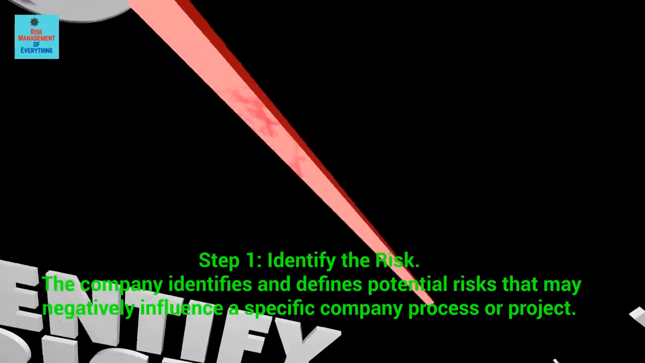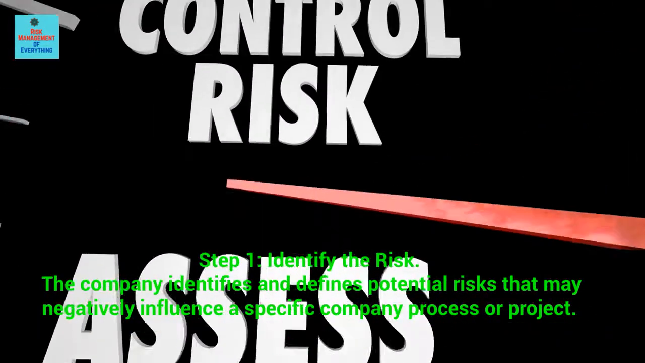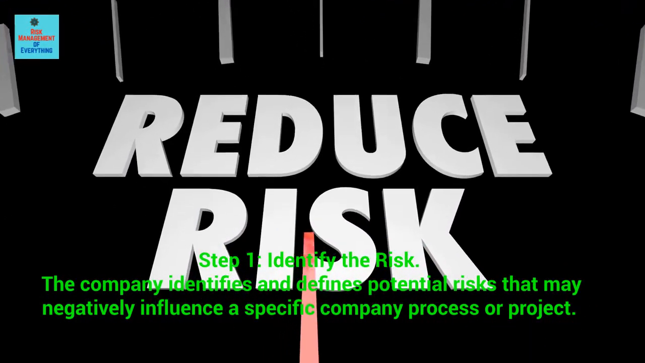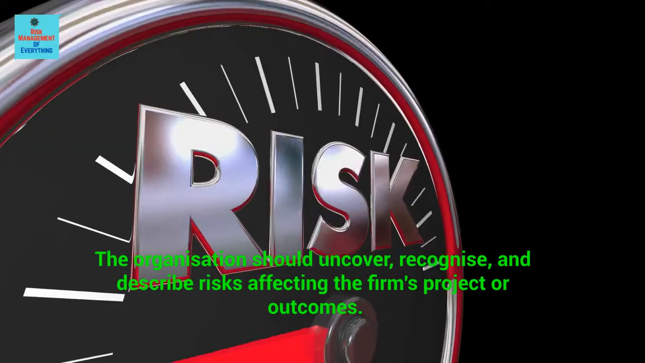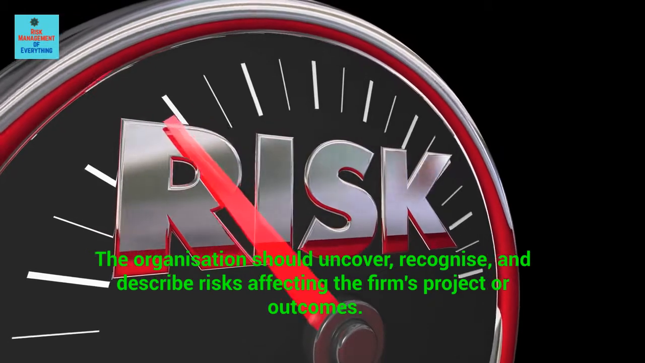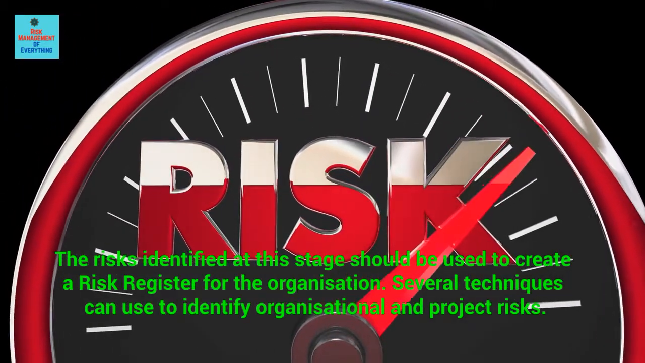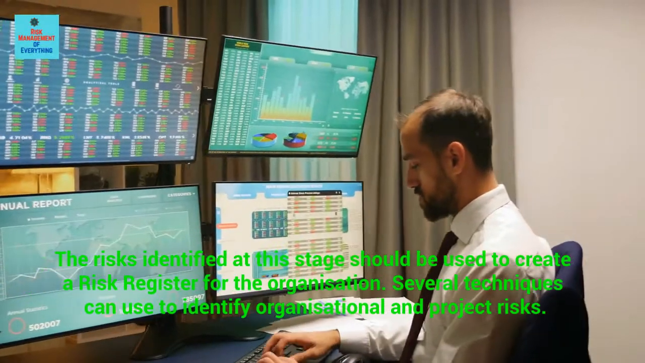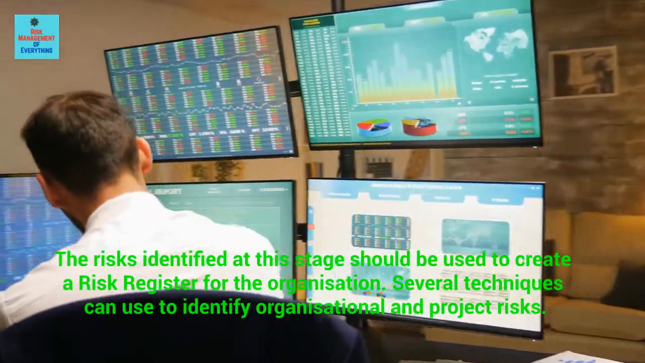Step 1. Identify the risk. The company identifies and defines potential risks that may negatively influence a specific company process or project. The organization should uncover, recognize, and describe risks affecting the firm's project or outcomes. The risks identified at this stage should be used to create a risk register for the organization. Several techniques can be used to identify organizational and project risks.